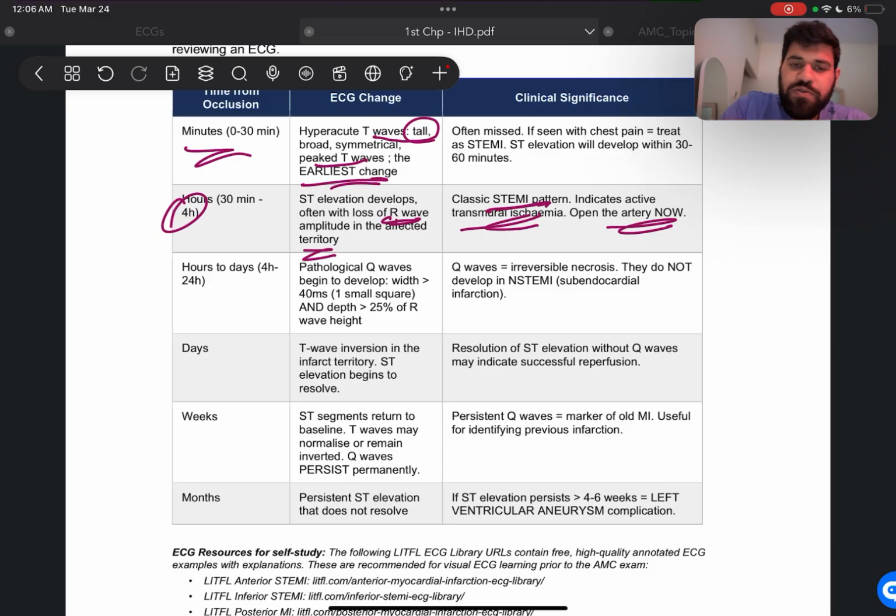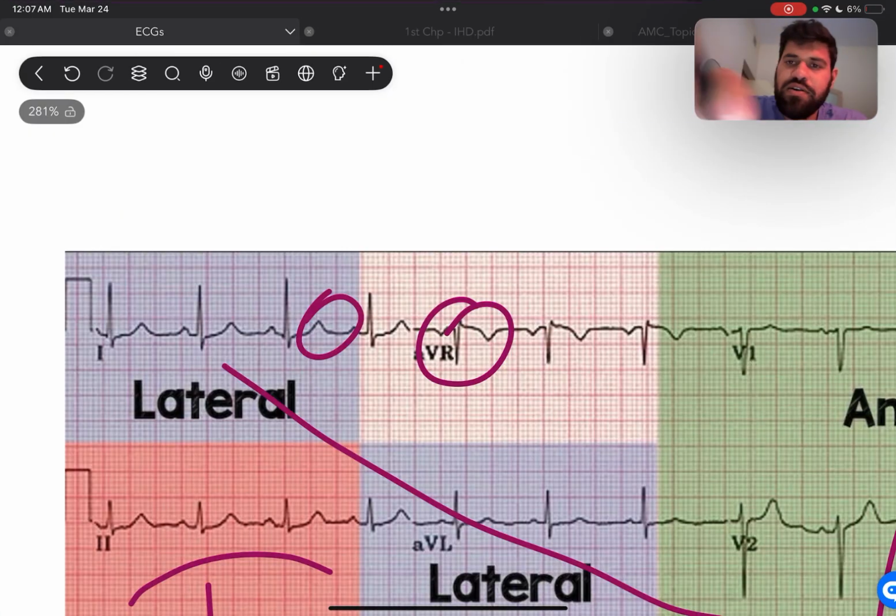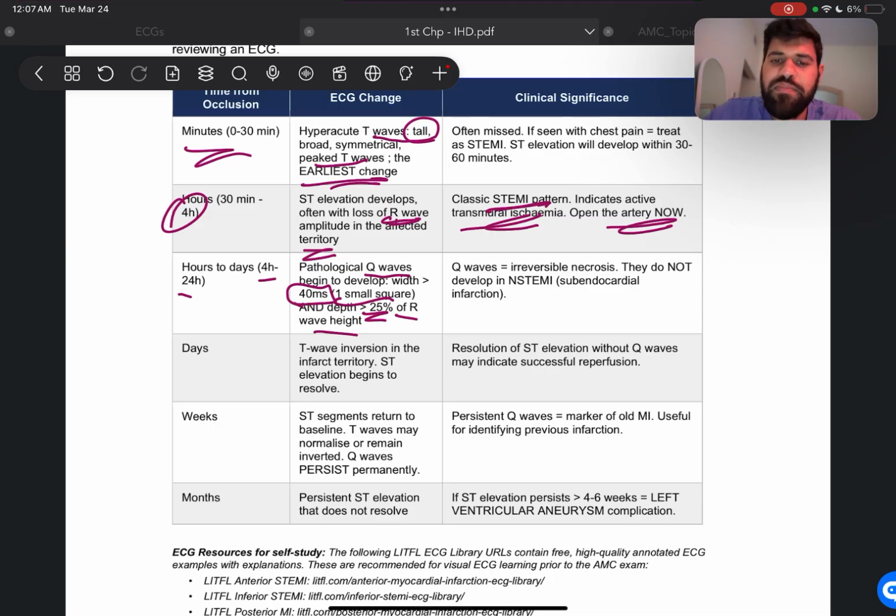Now 4 hours to 24 hours. Pathological Q waves begin to develop, whose width is more than 40 ms, more than one small square, and depth is more than 25% of the R wave's height. So the Q wave is going to be more than a quarter of the R wave's height. If you see this, it means there has been irreversible necrosis and it does not develop in NSTEMI.